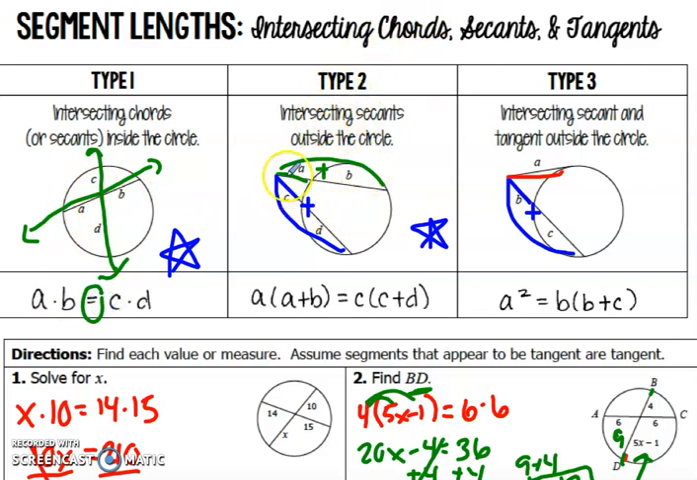Type 2 again is when you have a secant and a secant, which is the outside times the total, and then the outside times the total. And again, type 3 is one we just did, when you have a tangent and a secant. Tangent would just be a times a, so a squared, and then b times your total, b plus c. And that is all there is to secants, chords, and tangents. So now you know segments, you've learned angles in your previous lesson, and now you get to not get them confused because it's a lot of rules.